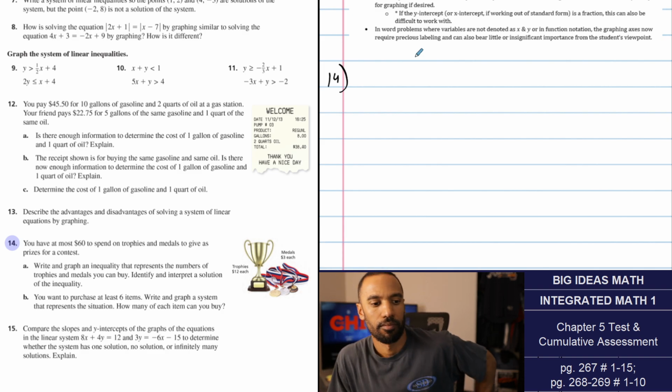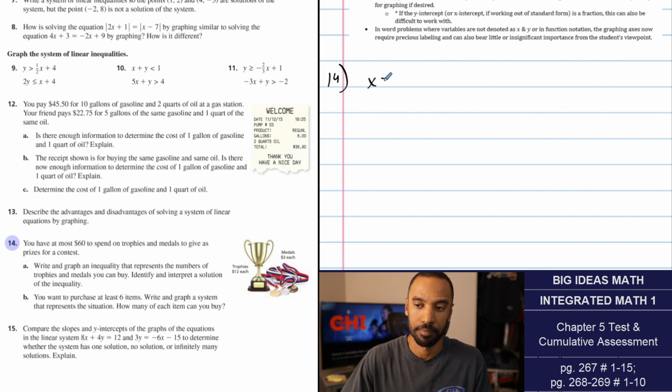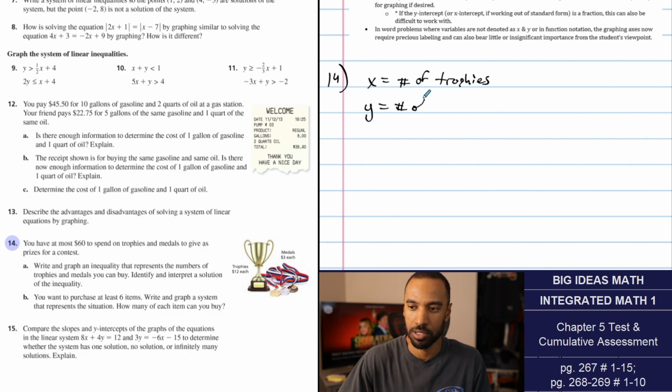Number 14. You have at most $60 to spend on trophies and medals to give as prizes for a contest. This sounds like inequalities. Write and graph an inequality that represents the numbers of trophies and medals you can buy, identify, and interpret a solution of the inequality. So this time we want to use x and y because we're talking about graphs. X is number of trophies and y is number of medals purchased, whatever.